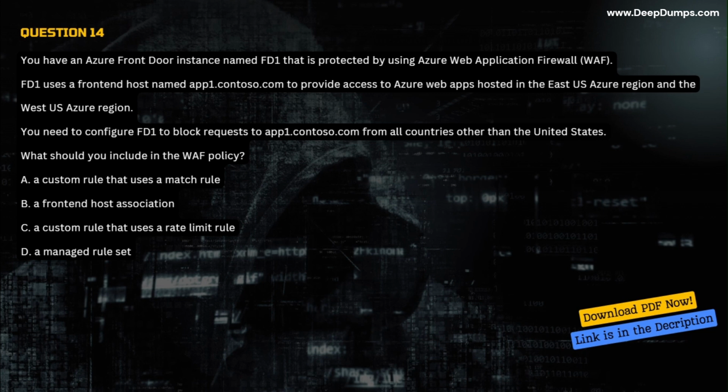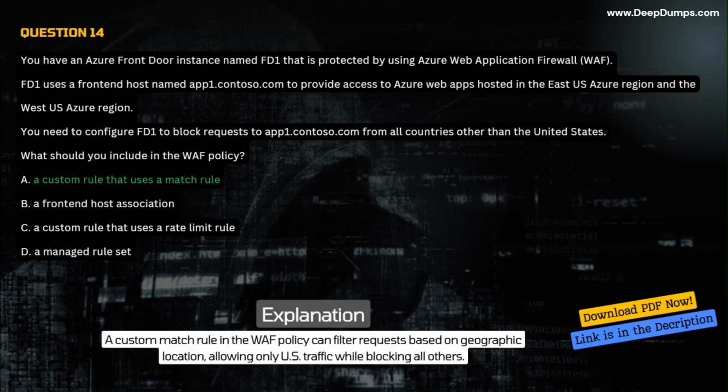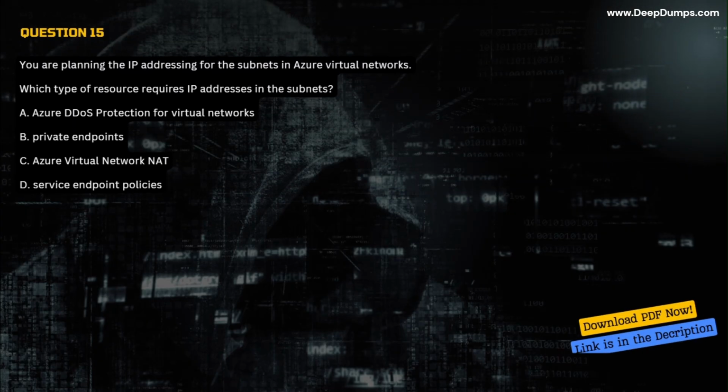A. A custom rule that uses a rate limit rule. D. A managed rule set. Correct answer: A. A custom rule that uses a match rule. Explanation: A custom match rule in the WAF policy can filter requests based on geographic location, allowing only US traffic while blocking all others.